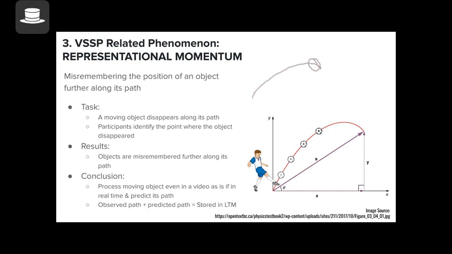So what the VSSP does is it stores the observed path, then it adds the predicted path, assuming that you're gonna interact with it, and stores both this information. That's why people misremember the position of it further along, and not just further along, but further along the path of the object. And this is called representational momentum. And this is one reason why VSSP is embodied. It processes information in real time.